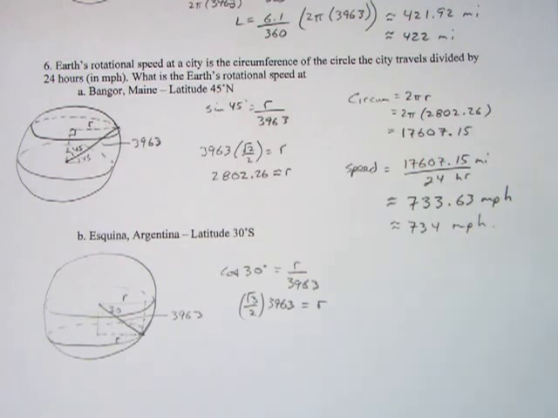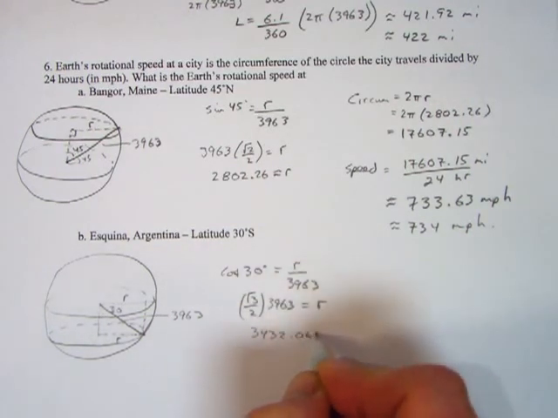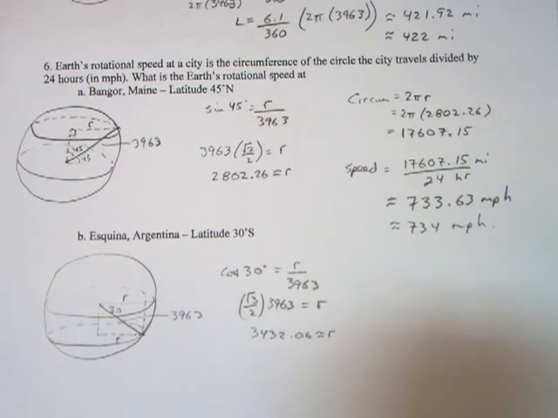So let's type that in: 3963 times square root of 3 over 2, and we get 3432.06, which is about equal to R.